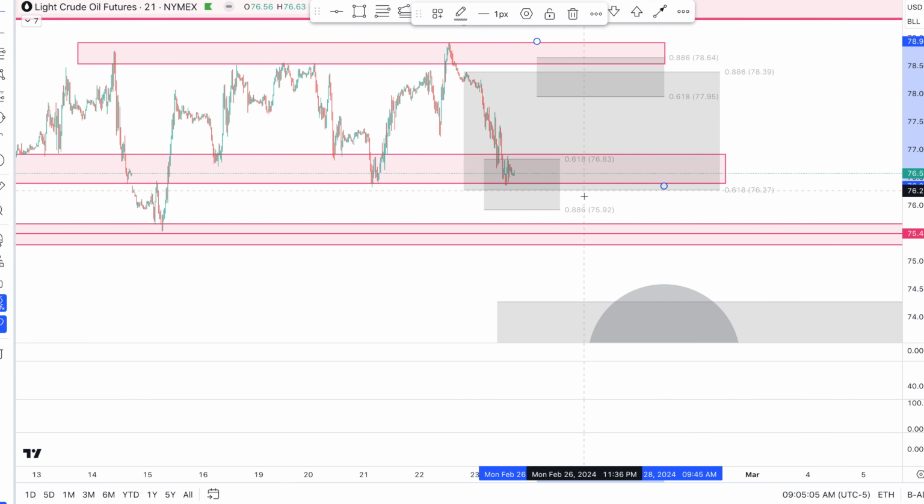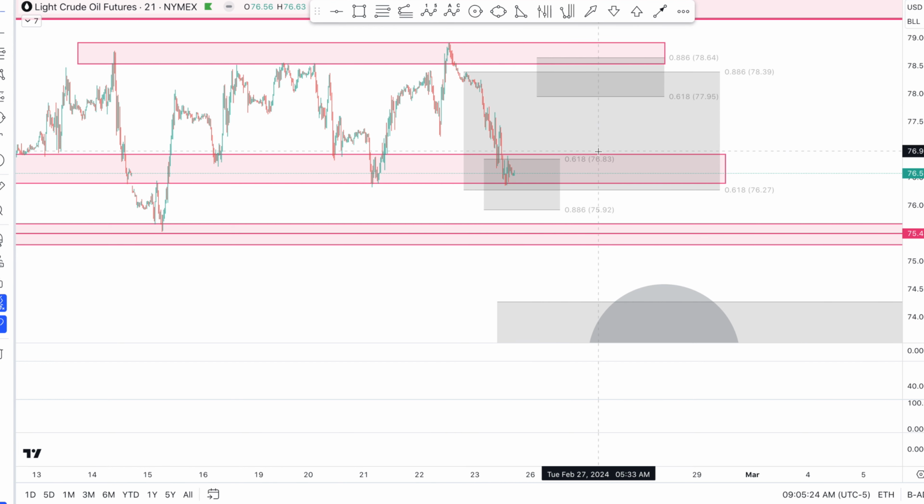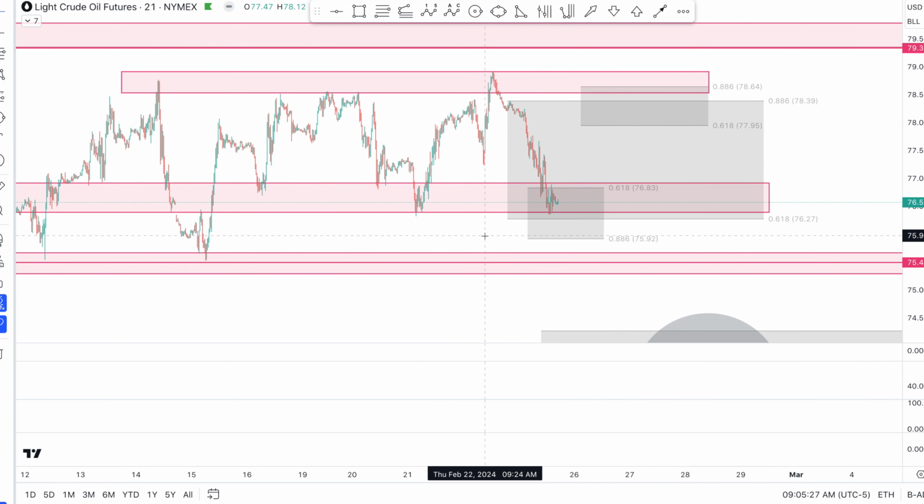Everywhere you look, 618, 886. Another thing this is teaching you is don't trade the middle. Stay out of the middle. Go do something else. Anything else. Do a crossword puzzle, take a walk. Don't trade the middle. Look for these extremes. Look for the fibs, especially when they are in line with a supply-demand zone. That's why we're doing this in a two-part and then a three-part video series. This is the second part.